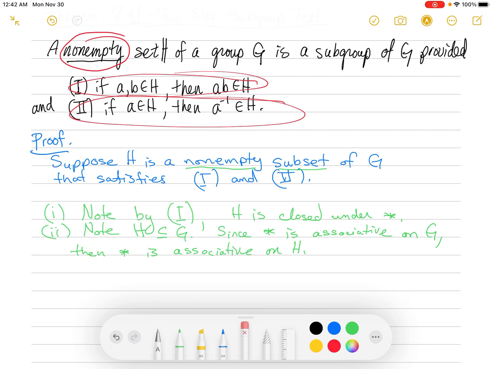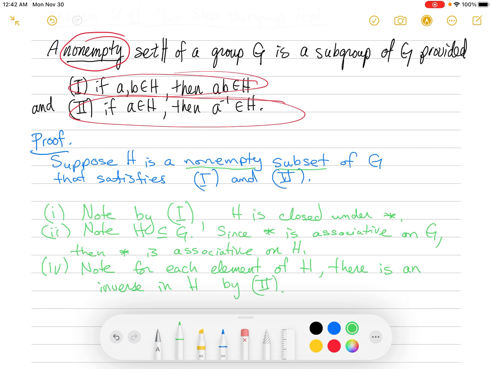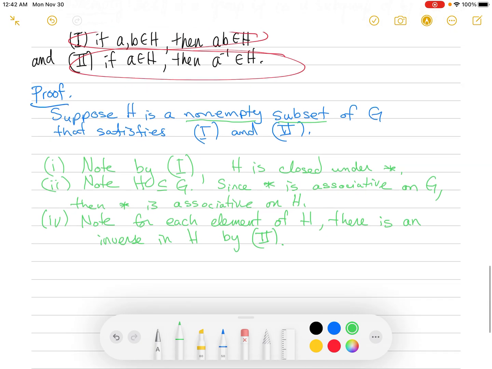Okay. 3 is about the identity. We're going to do that last. So we're actually going to do 4 next, which is about inverses. So note, for each element of H, there's an inverse in H. And this is by 2, capital 2 tells us that.